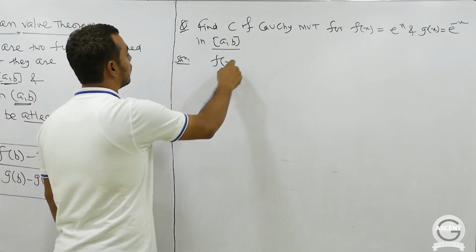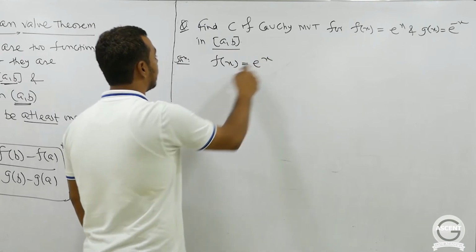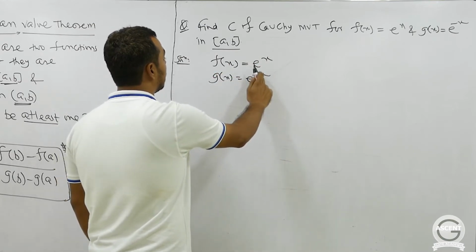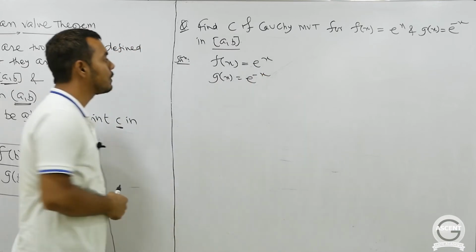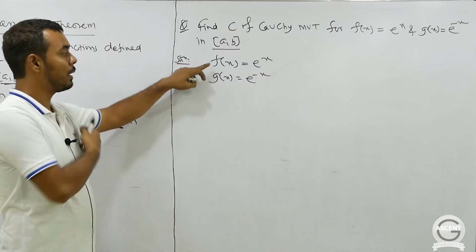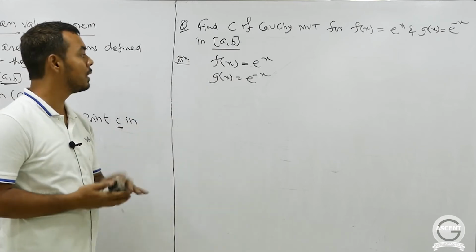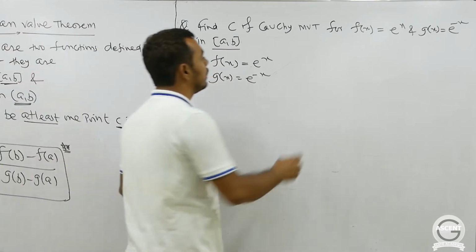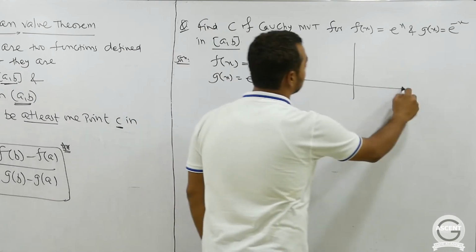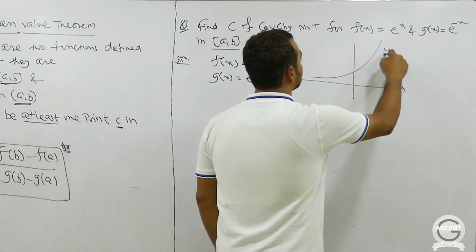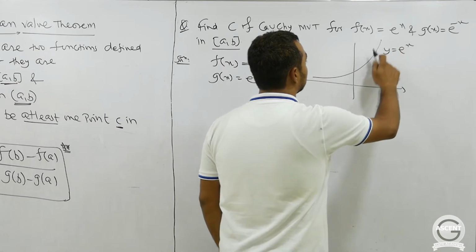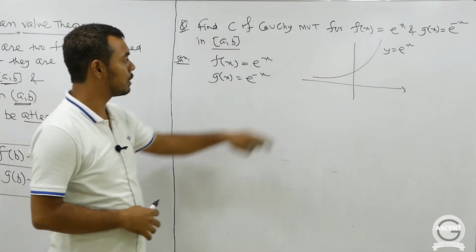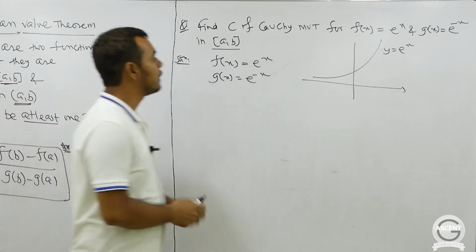Here f(x) is e to the power x and g(x) is e to the power minus x. Now without doing any calculation, simply by recalling the graph of these two functions, you can say that both of these functions are continuous and differentiable, right? This was our graph of the function e to the power x. So you can see that this is a continuous graph and there is no sharp change in the graph. The given curve is a smooth curve, therefore it is also differentiable.